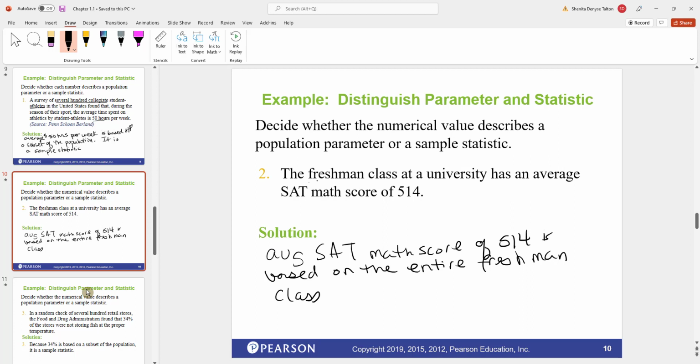So the entire freshman class is being looked at. In this case, the population is actually the entire freshman class. We didn't take a subset, we didn't take a sample of the freshman class. We looked at the entire freshman class and determined what the average SAT score is. So this would be a population parameter.